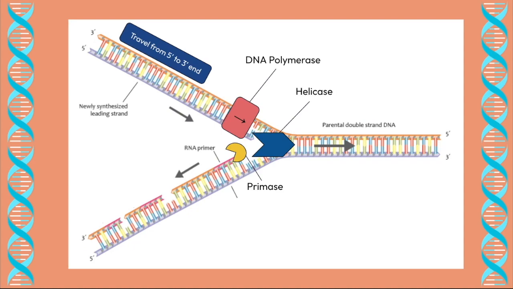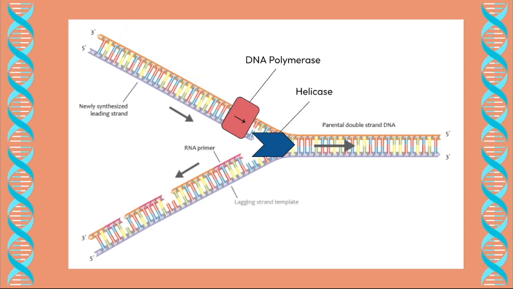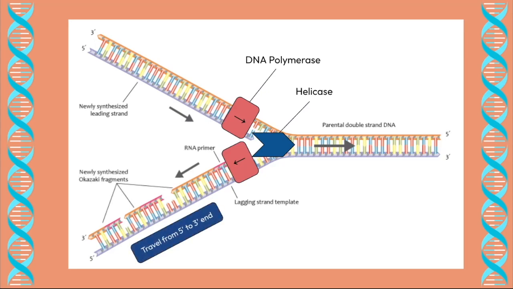DNA polymerase can only add DNA bases in one direction, from the 5' end to the 3' end, and thus this strand is called the leading strand. The other strand, known as the lagging strand, which runs in the opposite direction, uses another method.